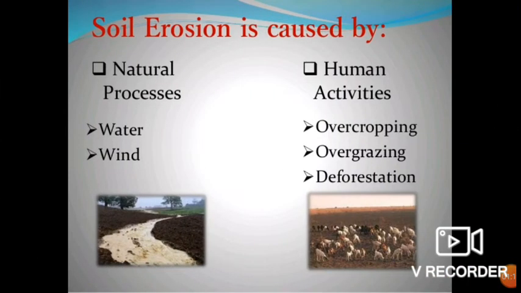Soil erosion is caused by two ways. First one is natural processes, second one is human activities. Natural processes like water, wind. Human activities like overcropping, overgrazing, deforestation.